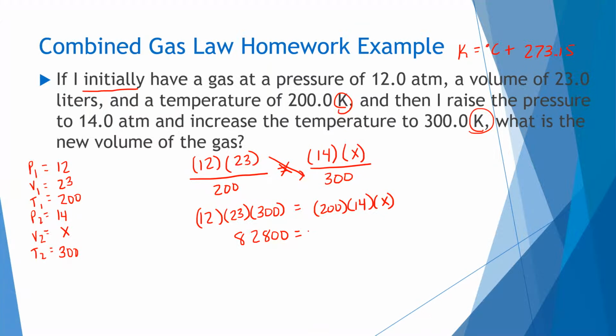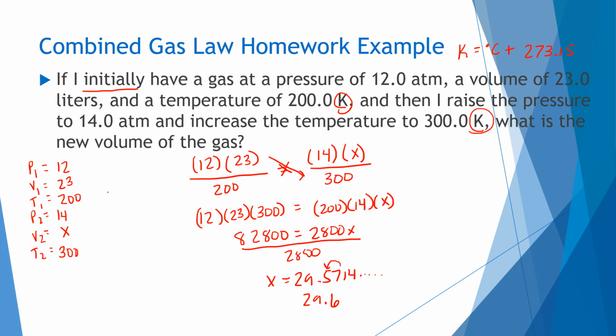Then I can multiply this across and I get 82,800 equals 2,800 X. We're going to divide by the number attached to X, and we end up getting X equals about 29.5714 with a bunch of other numbers. However, just like anything in chemistry, we're going to round to the correct number of sig figs. My lowest number of sig figs is 3 based on this 12, 23, and 14. So we're going to make sure we round to 3 sig figs here. 29 point, that rounds up to a 6.